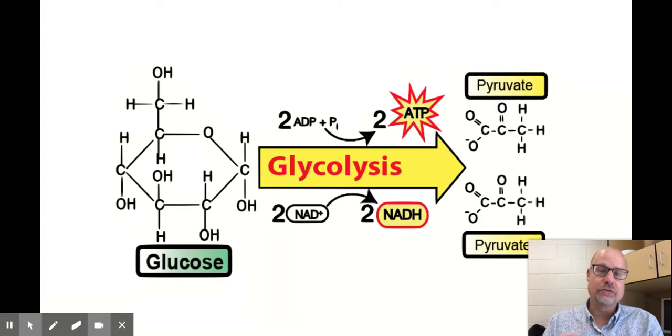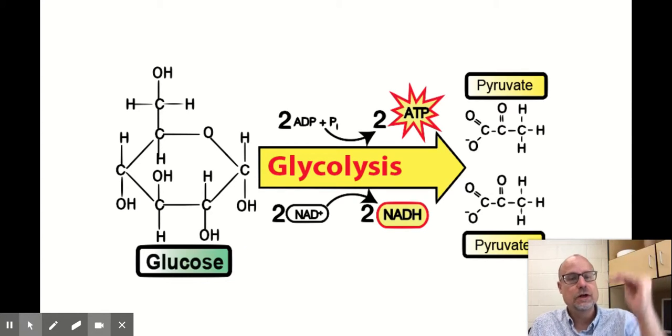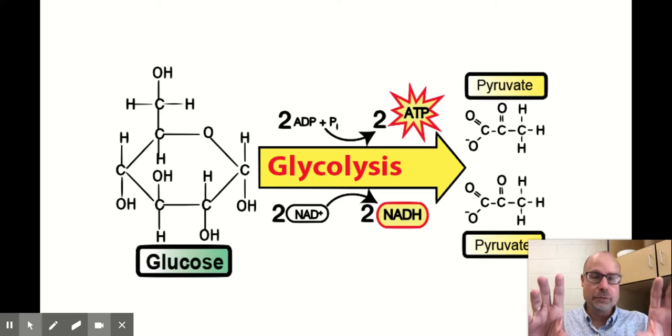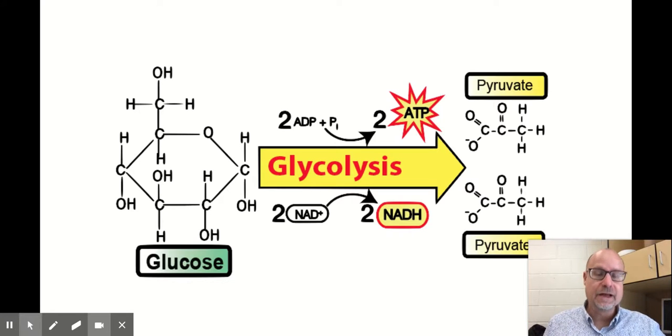So now you've created a couple of ATP, and you've broken down that glucose into two molecules called pyruvate. So out of one glucose, you get 2 pyruvates. You also get 2 ATP, energy that can be spent on the doing of life, and 2 NADH, which will be useful later in the process of our doing cellular respiration.